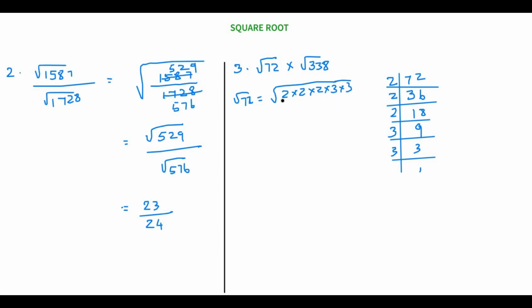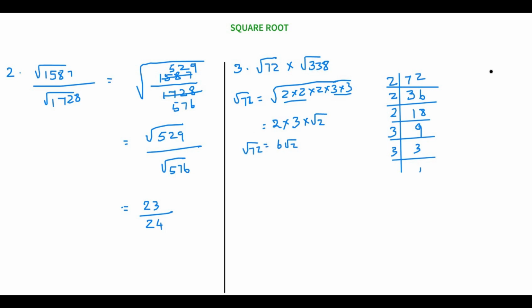As we all know, instead of 2 2's we will take 1 2 outside, and instead of 2 3's I'll take 1 3 outside. And what is remaining? We have a square root of 2 remaining here, so we will leave that as such. So 2 times 3 is 6, 6 root 2. So the square root of 72 can be written as 6 root 2.